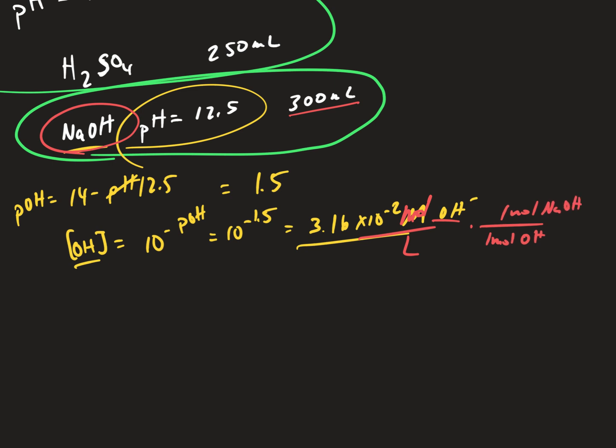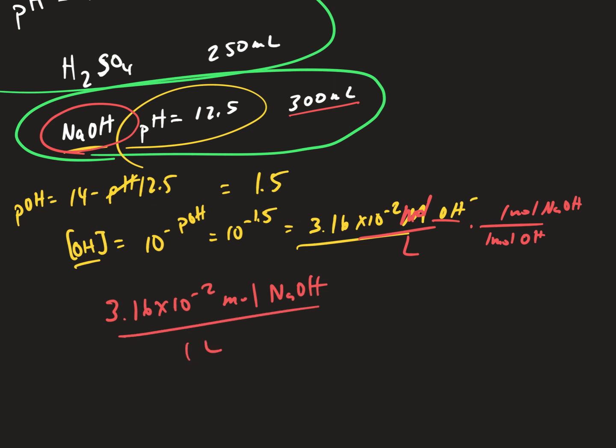Do you have any questions up to this point? Please say something if you're not sure what I'm doing or why I'm doing what I'm doing. You could write the 1 mole of OH and 1 mole of NaOH, but you don't have to. Because it's a 1-to-1, it's just multiply by 1, divide by 1. It doesn't do anything, right? So if you can see that it's a 1-to-1 ratio, we can just say this is the same as 3.16 times 10 to the negative 2 moles of NaOH per 1 liter, right?